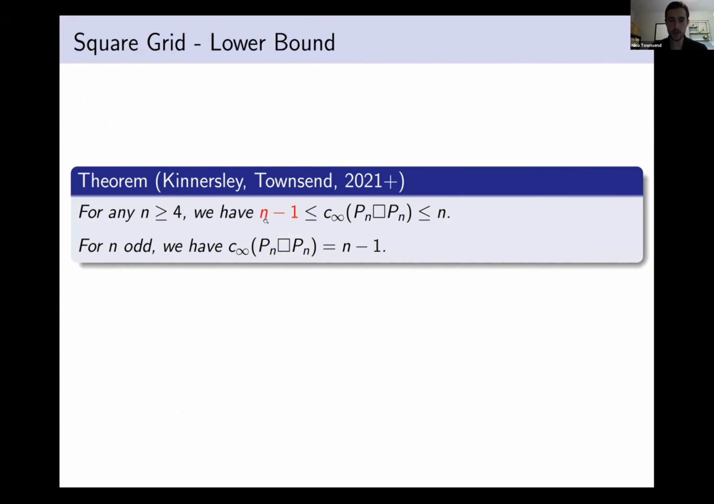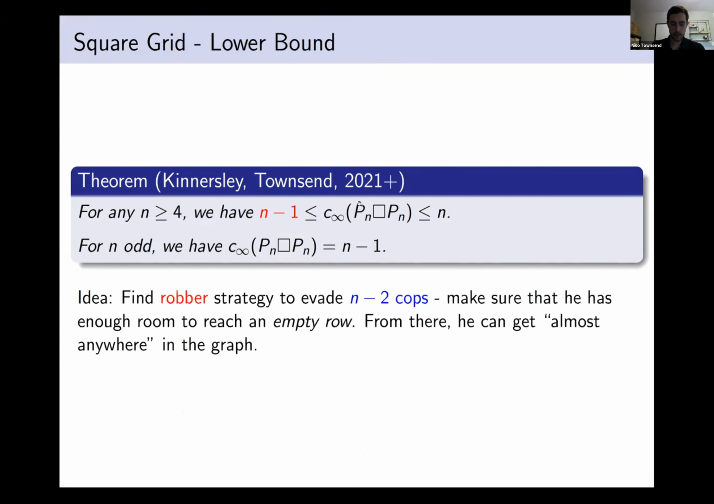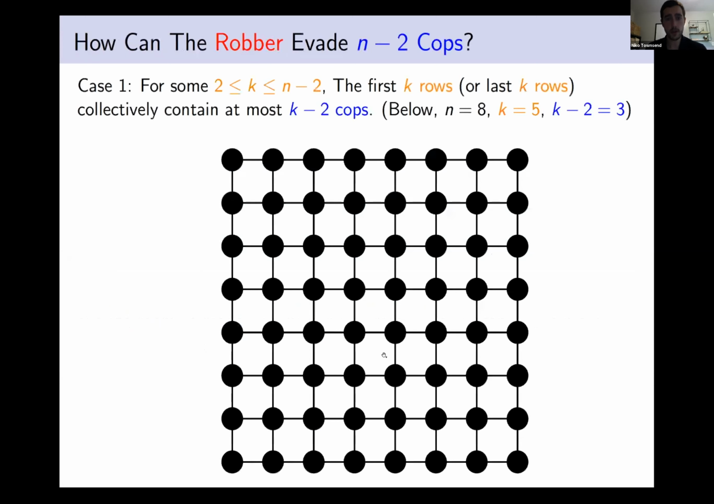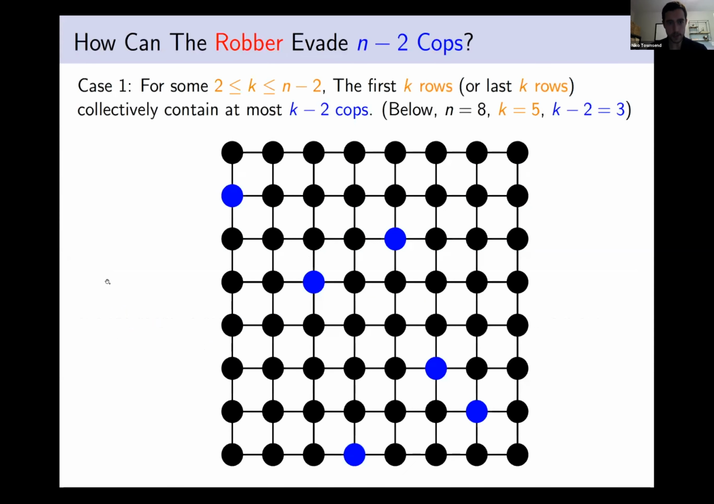Okay, so for the square grid, the upper bound was n. We found the lower bound to be n minus 1. So that's very close. And for n odd, this is a tight bound. So the idea of the proof is we want to evade n minus 2 cops, and we want to do this by playing from the robber's perspective, and showing that the robber has enough room to reach an empty row at the end of each of his turns. And from there, he'll be able to get pretty much anywhere in the graph. Okay, so we're going to play on an n by n grid here, n is equal to 8. So we're going to play against 6 cops, n minus 2.